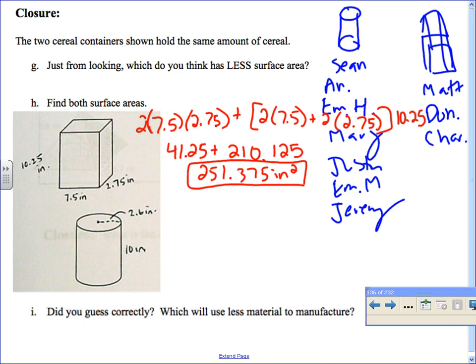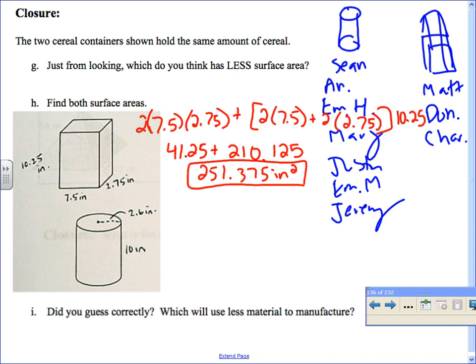Okay, did you look at what I wrote up here? Yeah, but I had this. Okay, did you get 41.25 plus, which one did you not get? This one? So did you do 2 times 7.5 plus 2 times 2.75, all times 10.25? You probably just typed it into your calculator wrong. So why don't you just try typing it in again?